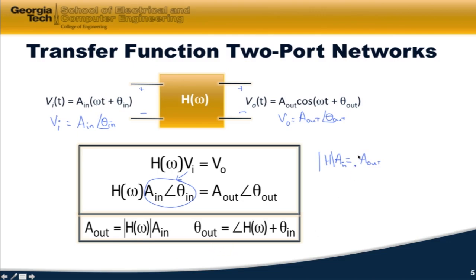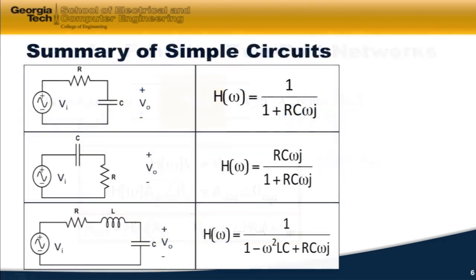And the phase angle right here on the output is equal to the angle of H, at that same frequency, plus the angle of the input. And that was gotten just by taking the angle of both sides. So it's the angle of H plus the angle of theta is equal to the angle of the output.